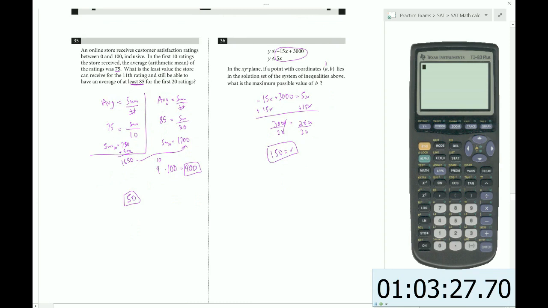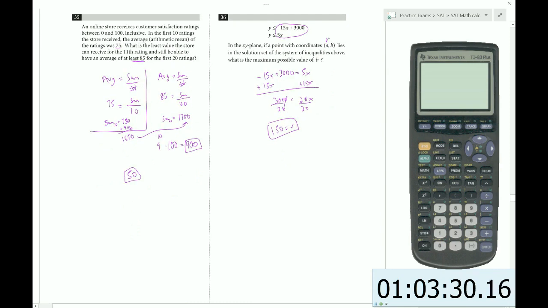To find our minimum y value, we would have to plug back in. So we do 150 times 5, and just in case, 150 times 5, we get 750. 750 would be our minimum for our y value. It would be the corresponding y value of that intersection point.